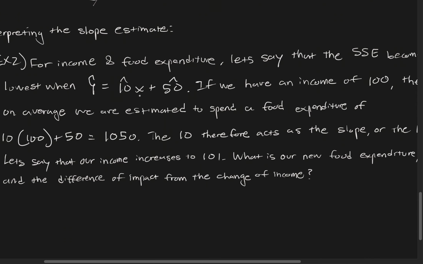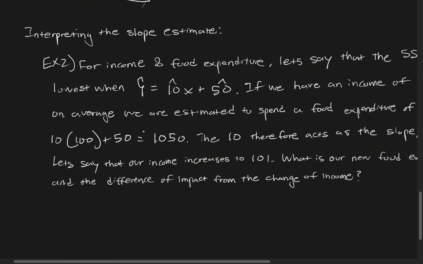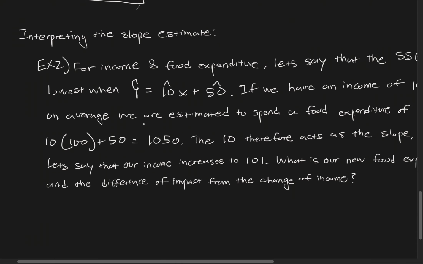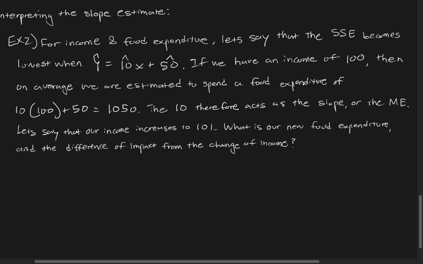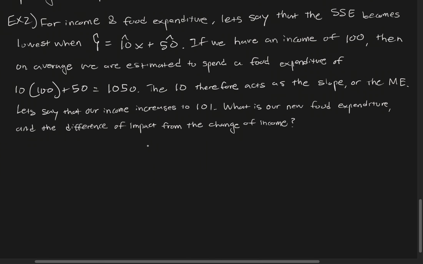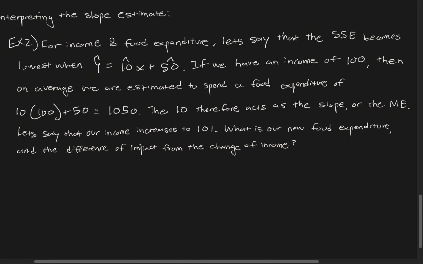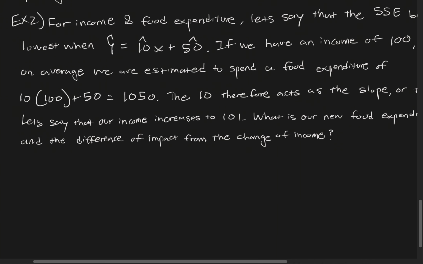And then we can say that the 10 acts as the coefficient or slope, or the marginal effect, as I said. To give a good example of that, let's say that our income increases to 101, just by 1 unit. Then the question is, what would our new food expenditure be? And what is the difference of the impact from the change of the income? What is our difference of the impact on y just by increasing the income by 1 unit?